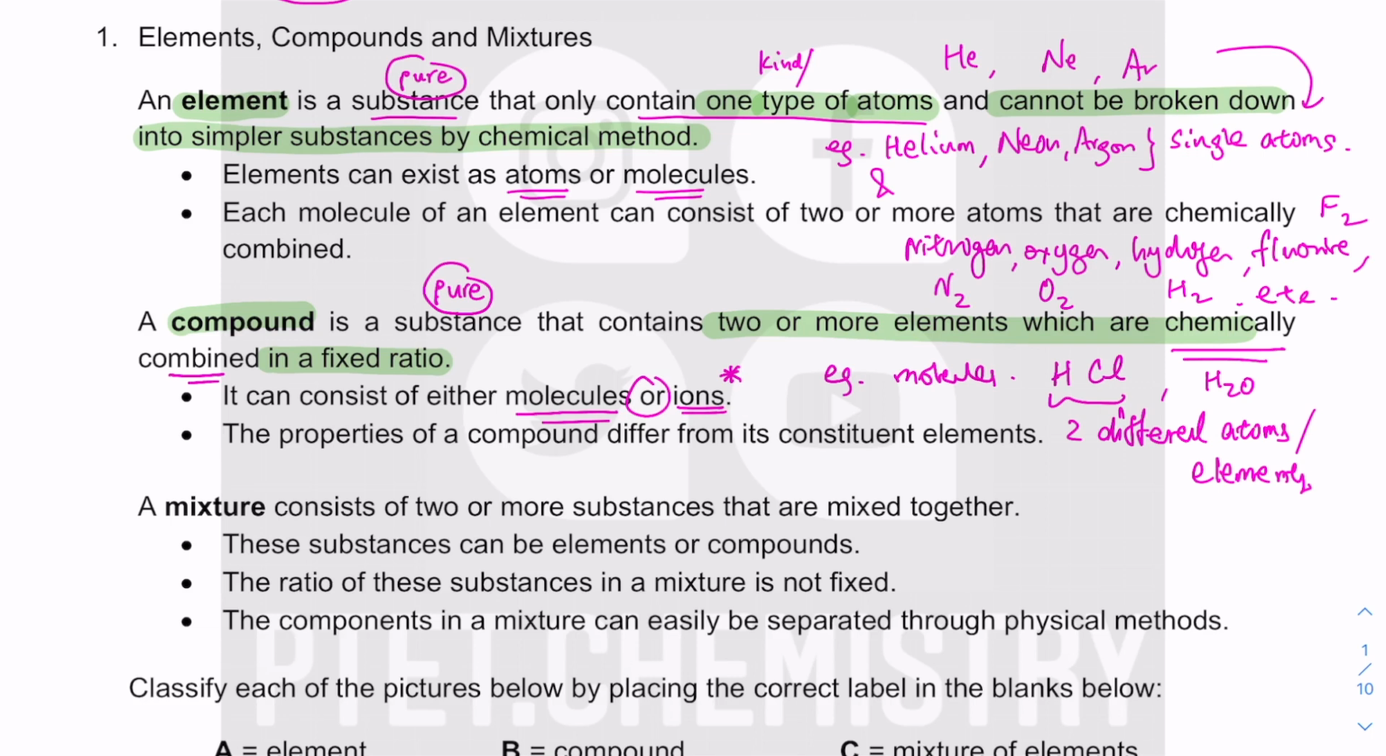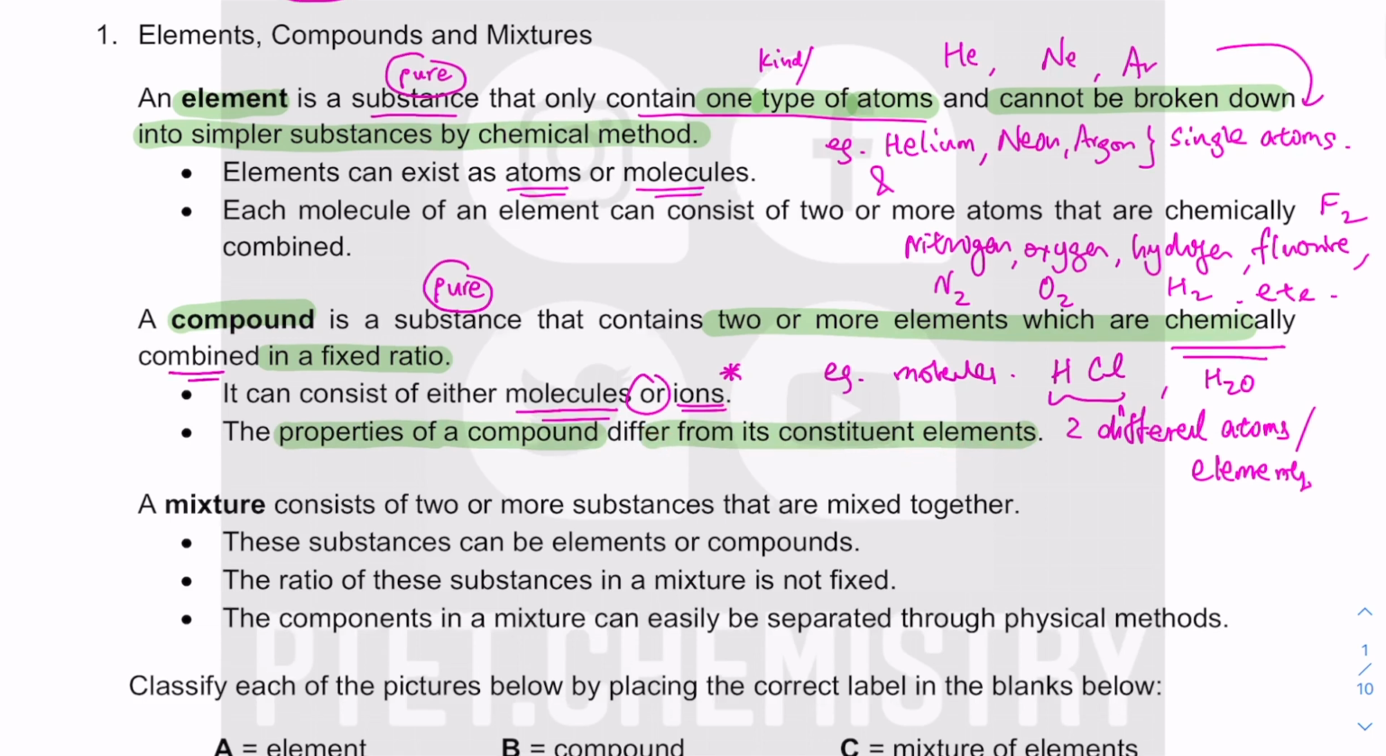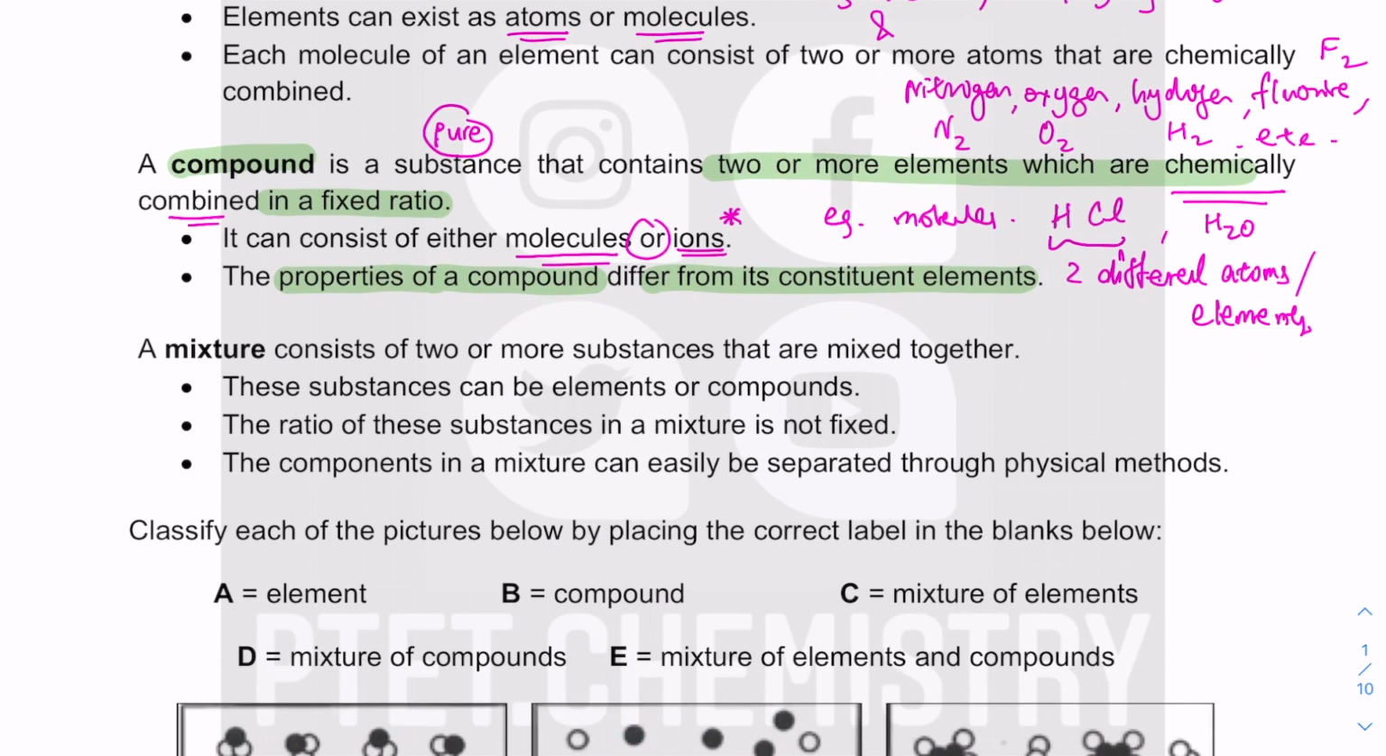What is important also is that the properties of a compound differ, meaning they are different from its elements. Earlier, I think I showed a video in lesson that phosphorus is a very reactive element. It can catch on fire if you expose it to air. But once it reacts with the oxygen in the air, it forms a compound that is stable, but the element phosphorus is very reactive in air. So that's what I mean by the properties of a compound being different from the original properties of the element itself.